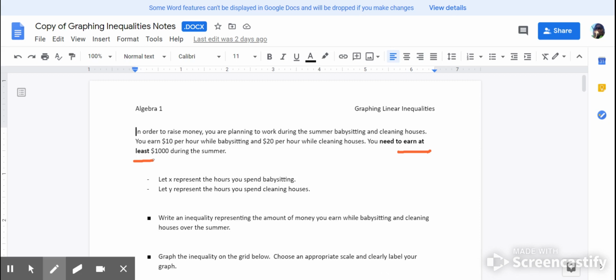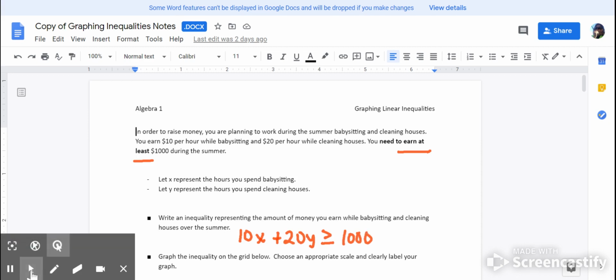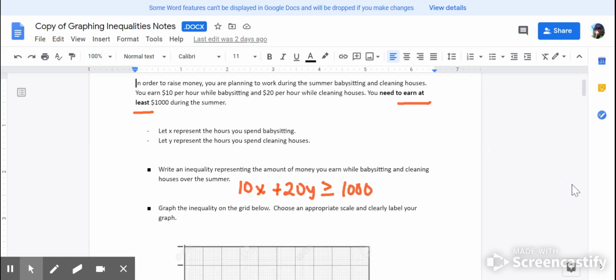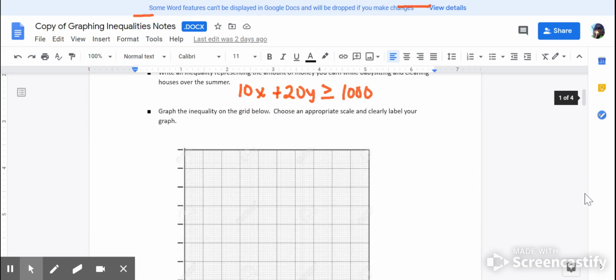We're going to create the inequality that goes with this. So 10x plus 20y is going to be greater than or equal to 1,000. Think about this like you're going on a trip and you need to have $1,000 to be able to go. If you don't have $1,000, then you're not able to. So the lowest amount possible to get would be $1,000.